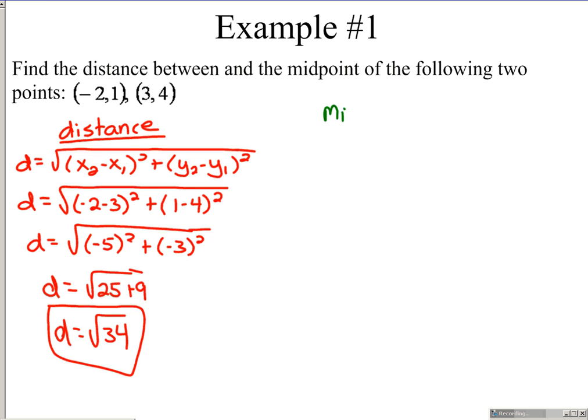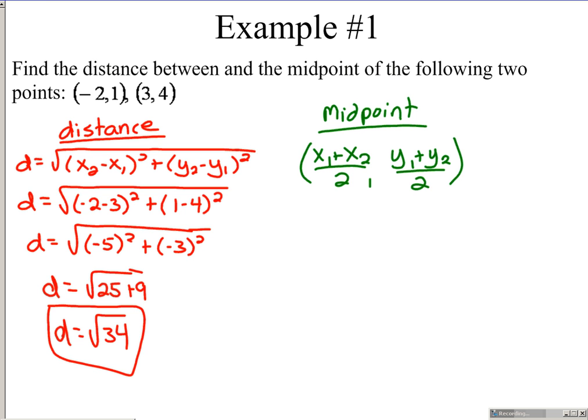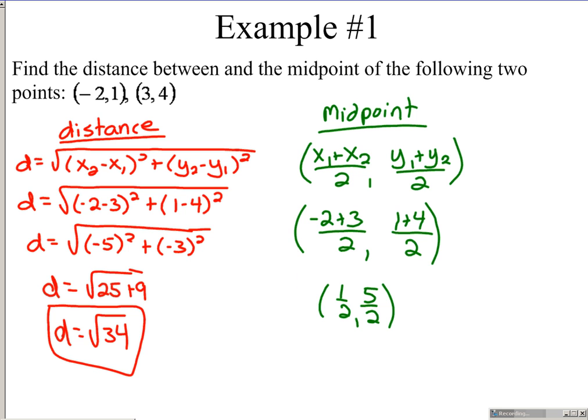Midpoint formula. Remember, midpoint is simply finding an average. So I want to add the x's up, divide by 2. I want to add the y's up and divide by 2. Add the x's up, -2 plus 3 divided by 2. Add the y's up, 1 plus 4 divided by 2. And we get the ordered pair 1/2, 5/2. Again, I'm going to leave those in fractional form. They already are in simplest terms.